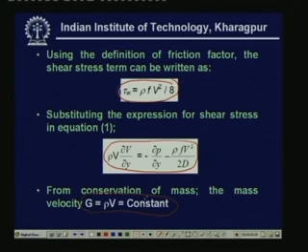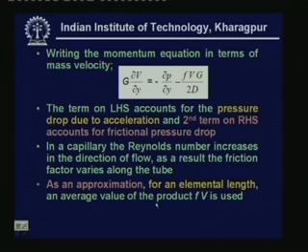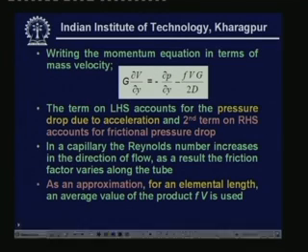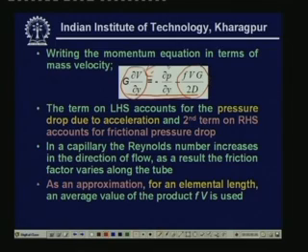So, what we do is we replace v by G, that means we write this equation in terms of mass velocity G, because this is constant. So, writing the momentum equation in terms of mass velocity, we get this equation. You can see that the term on the left hand side accounts for the pressure drop due to acceleration. As I said, pressure drop in a capillary tube is because of the acceleration and because of the frictional effects. So, this term accounts for the pressure drop due to acceleration, and this term accounts for the pressure drop due to friction. f is the friction factor, and the total pressure gradient, dou P by dou y, is a result of frictional pressure drop and acceleration pressure drops.